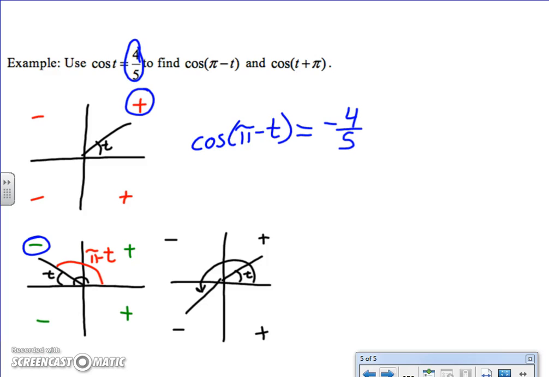Alright, so I started somewhere positive for my first picture, and I ended somewhere negative, so they're going to be opposites. So the cosine of t plus pi is the opposite of 4 fifths, or negative 4 fifths.